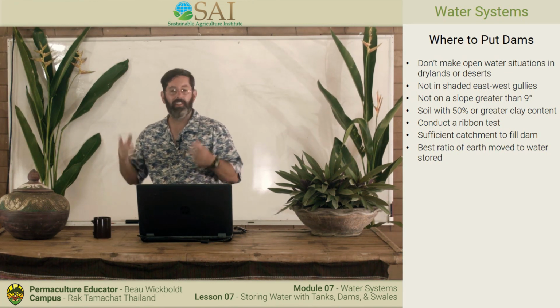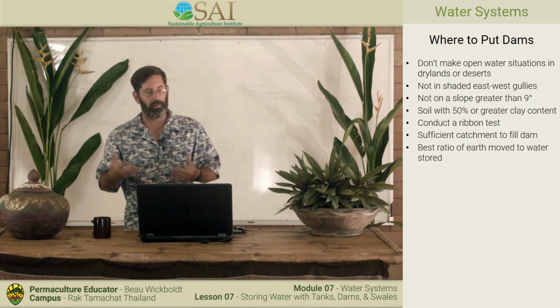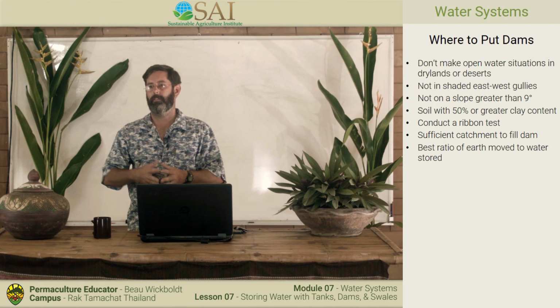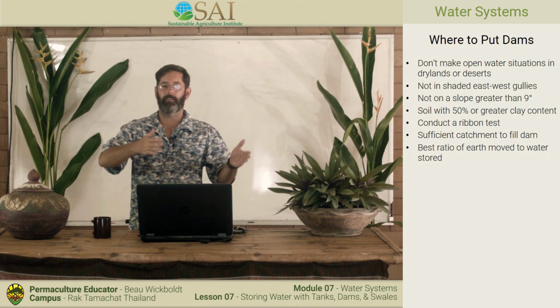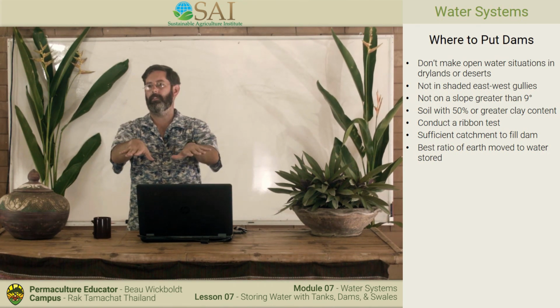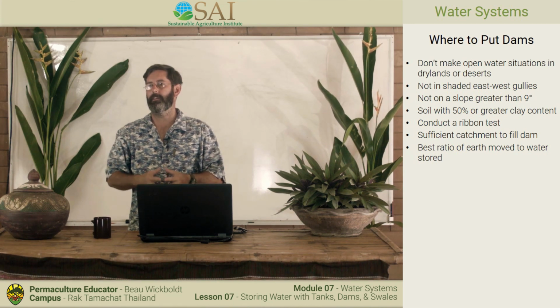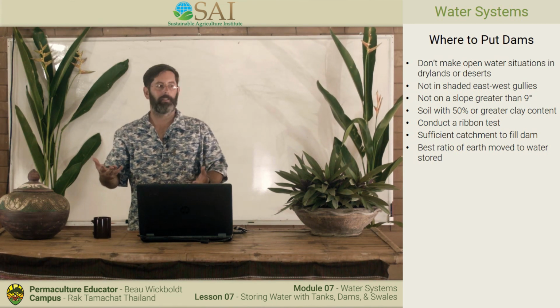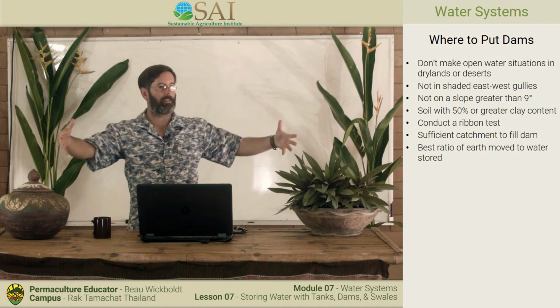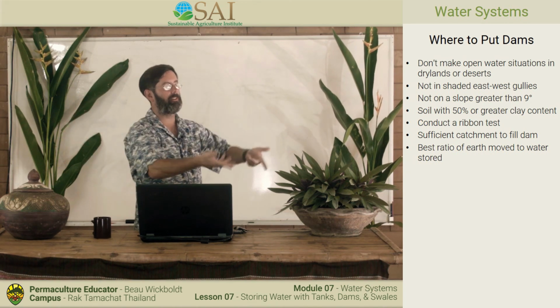We need sufficient catchment. I've seen pictures, I'm not going to put them here, but people have built dams and it doesn't rain enough to fill up the dam and they don't have any water going to the dam, so then they have a big hole in their backyard that never fills up. Not a good idea, right? So make sure if you build a big dam that you can actually catch enough water to fill it up.